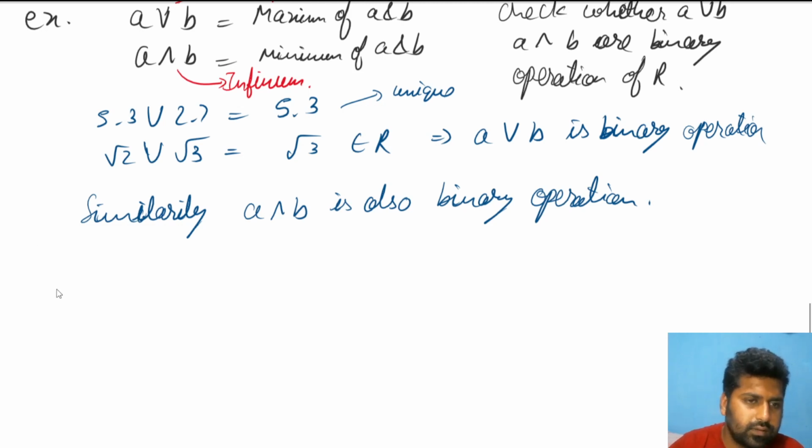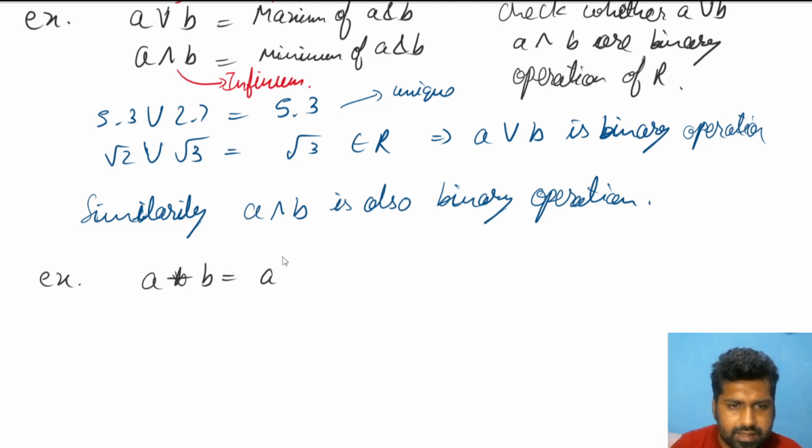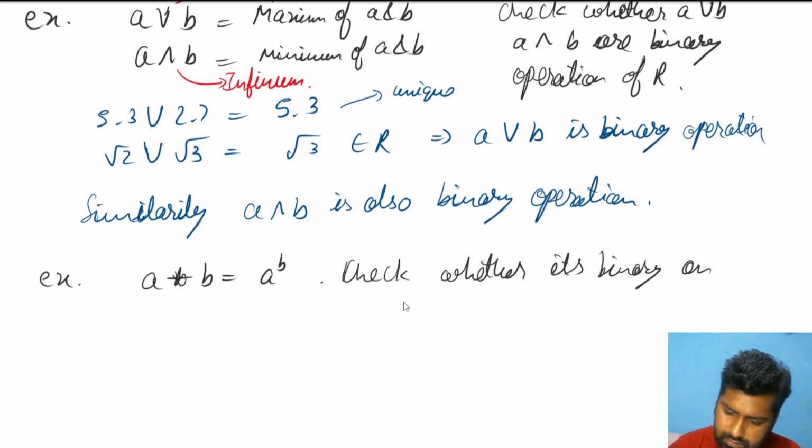Let's see another example. A star B. The operation is defined by A raised to power B. Check whether it's binary on W. W is our whole numbers. So let's check it.